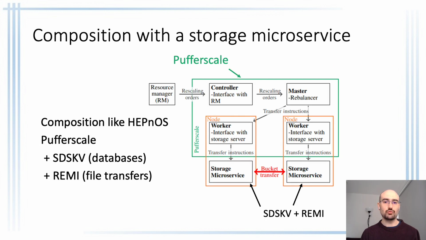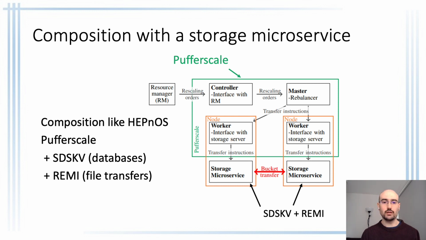Pufferscale is composed of a controller, which will send rescaling orders to a master component. The master component does the migration planning, then issues transfer instructions to worker components on each node of the storage system. Each worker component interfaces with the underlying storage microservice via callbacks and asks the microservice component to migrate its data to another node. Pufferscale does not do the transfers itself.